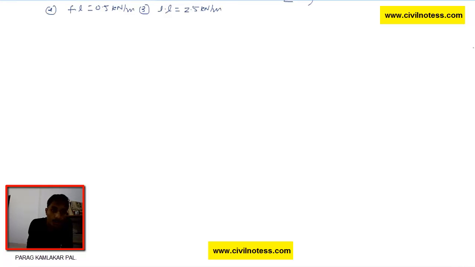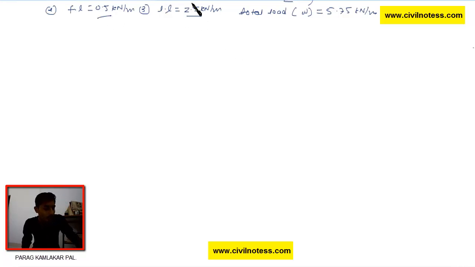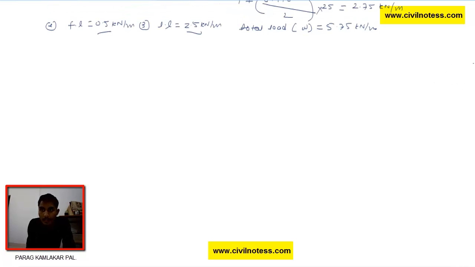Now the total load, which is W, is taken as 5.75 kilonewton per meter. How does the 5.75 come? It is 2.5 plus 0.5 plus the self load, which is 2.75, which you can see over there. So we got 5.75 as W.